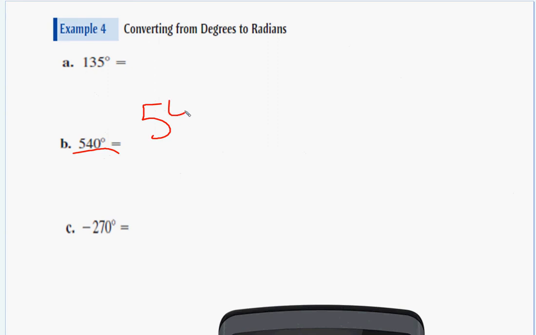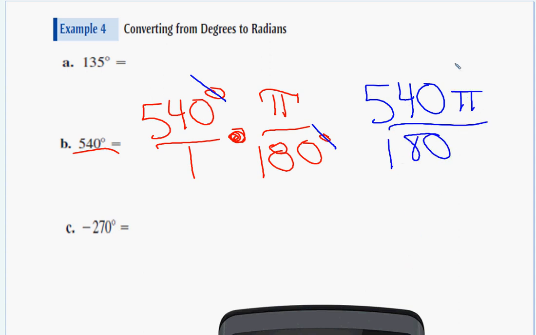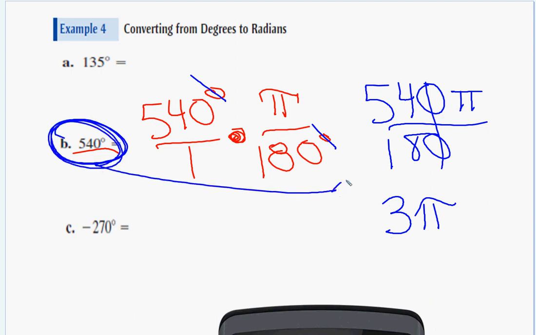540 degrees over 1 times pi radians over 180 degrees. So again, the degrees cancel on the diagonal. What we're left with is 540 pi over 180. And we can drop the zeros, and actually this divides perfectly. 54 divided by 18 is 3. So that becomes 3 pi radians. 540 degrees is the same as 3 pi in radians.